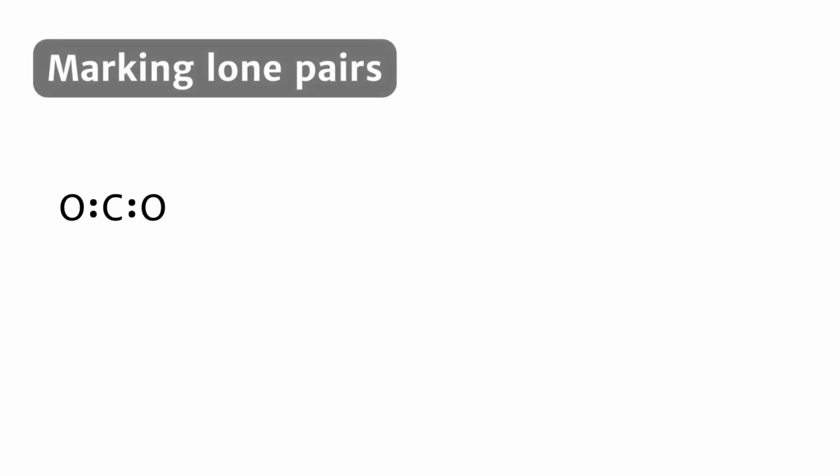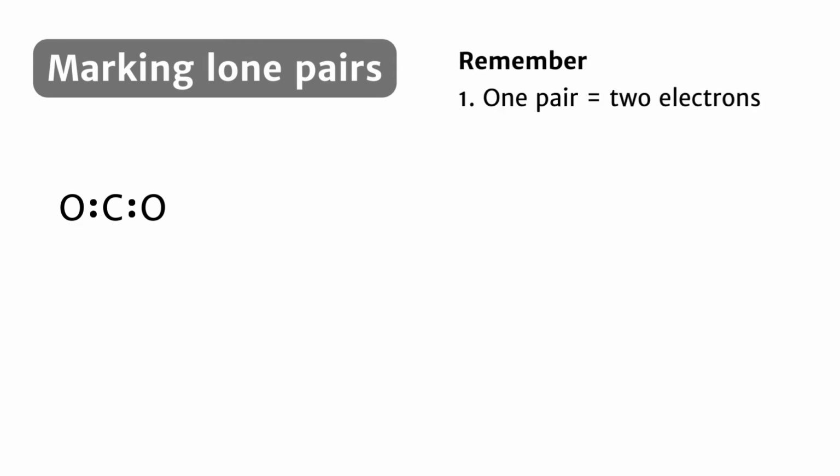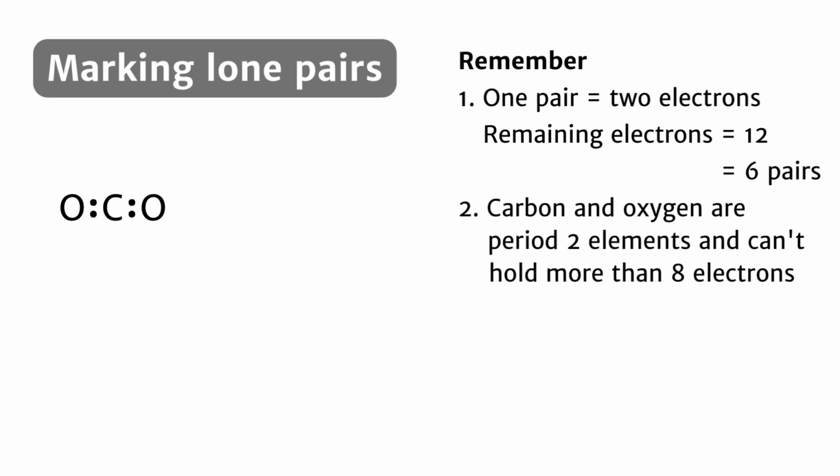Lone pairs are electron pairs not used in chemical bonding. Remember, each pair comprises 2 electrons. With 12 electrons remaining, mark 6 electron pairs on the structure as lone pairs. It's important to note that carbon and oxygen, both period 2 elements, can't hold more than 8 electrons in their valence shell. Another key point to remember is to always start by marking lone pairs on outside atoms first, and then on the central atom.